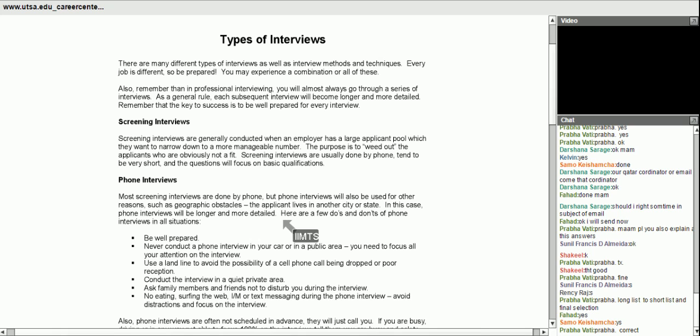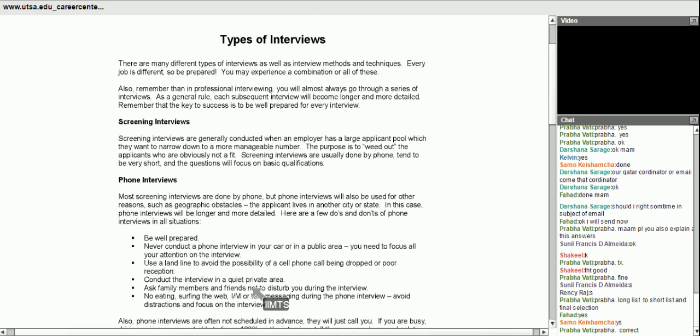Here are a few do's and don'ts for phone interviews in all situations. These are things you need to follow during phone interviews, whether it's a screening one or a phone interview because of geographic obstacles. Clear? Be well prepared. Never conduct a phone interview in your car or in a public area, otherwise you won't be able to focus. Use a landline to avoid the possibility of a cell phone call being dropped or poor reception. Clear?